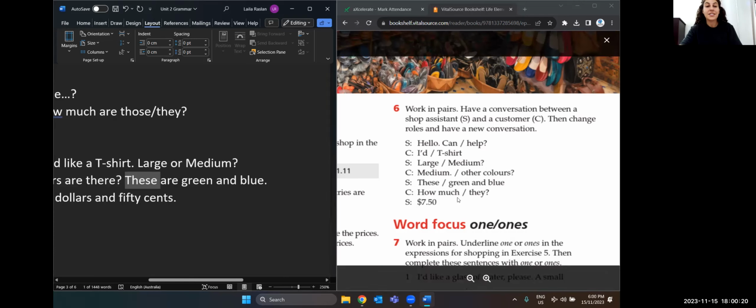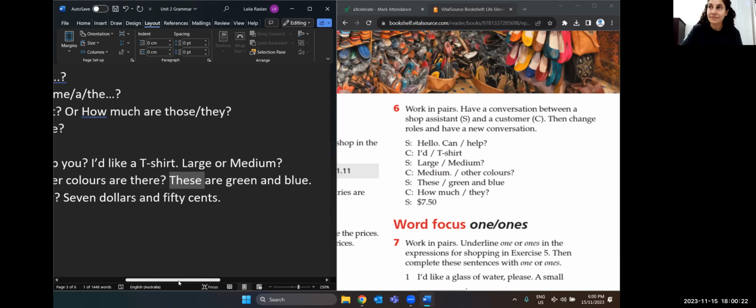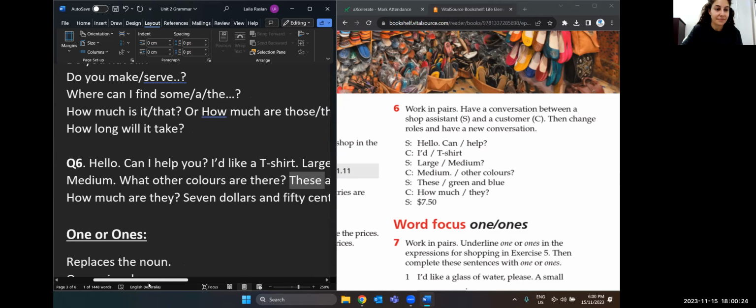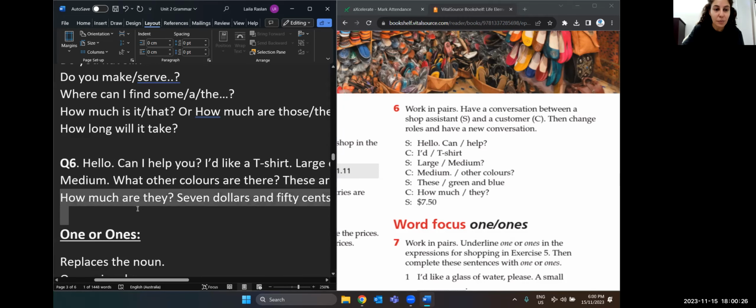So how much are they? Yeah. How much? Now they is plural. So I'm buying many things. How much are they? If it was just singular, just one, I'd say, how much is it? So you got to know, are you talking about one thing? How much is it? Or many things? How much are they? So that's plural.